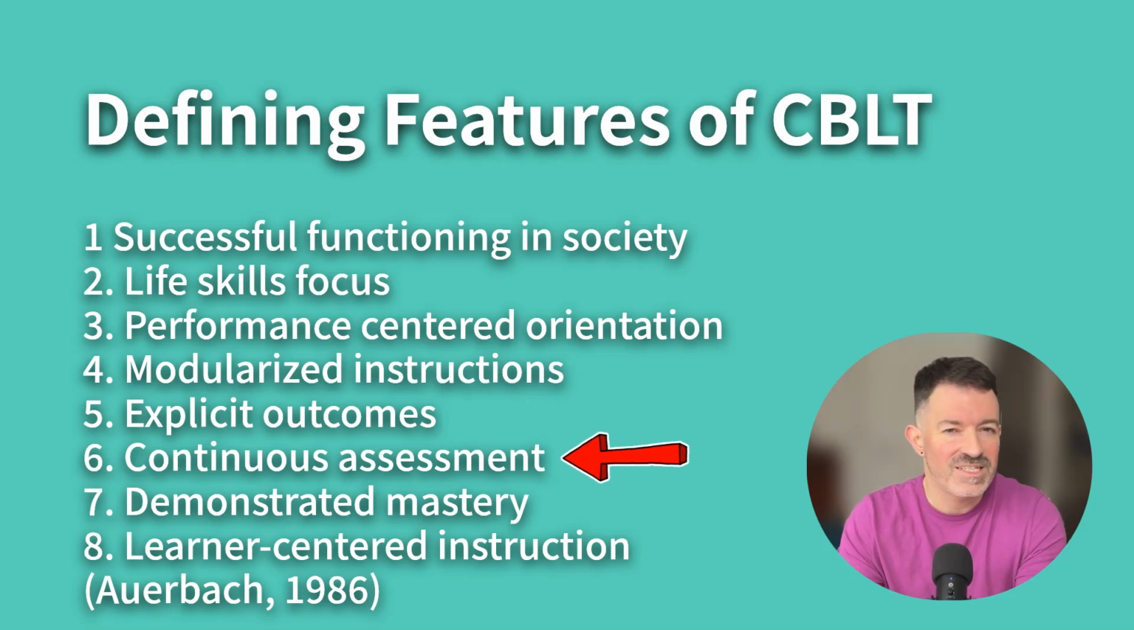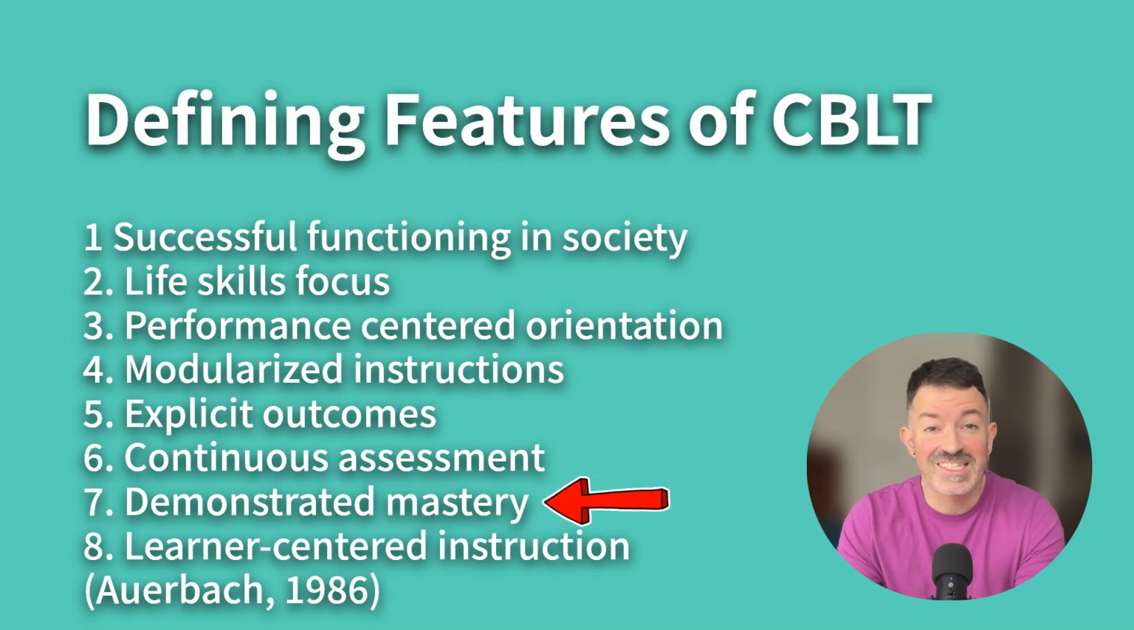Number 6 is continuous assessment. So here learners are pre-tested, taught, and then post-tested, something which is kind of useful in the classroom if you want to measure the success of your activities or tasks. Number 7 is demonstrated mastery. Now, as you know, if you've watched our videos, I'm not a particular fan of the word mastery, but hey, let's just go with it for now.